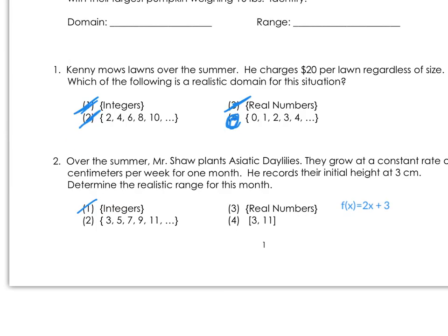And then we've got real numbers. Well, it can't be that either because those include all the numbers that we know. So if we're talking about the height, it has to start at 3. And if it's only for a month, and the number of weeks in a month is not going to be more than 4, that means we have to do 3 up to 11, because that's the highest. Then we'll run out of the month. So that is the correct answer, choice 4.